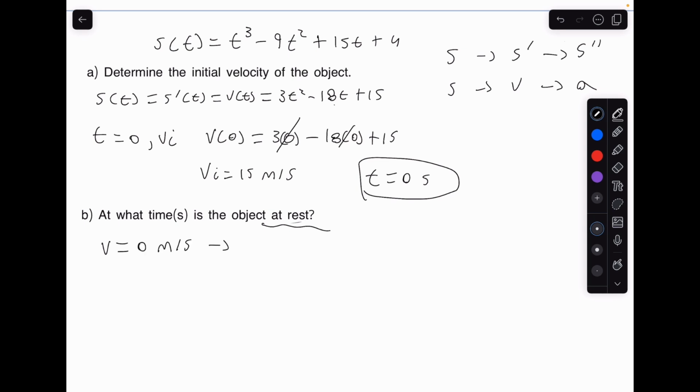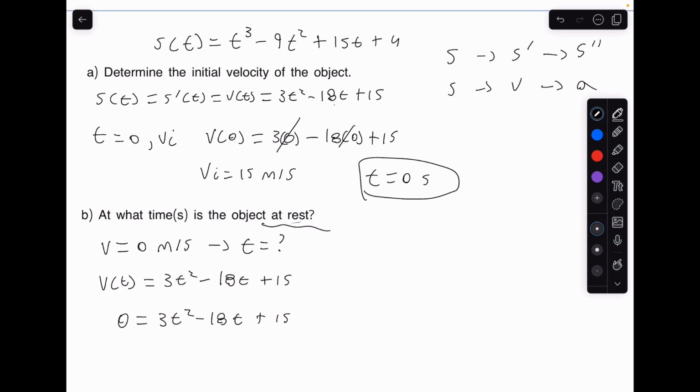And in this case, we're looking for at what time. So time is our unknown, and we're given this hint here. V is equal to 0 meters per second. So all we have to do is simply apply that to the velocity equation. So this is v of t. We want to know at what time is the object not moving. The object's not moving when v of t equals 0. So 0 is equal to 3t squared minus 18t plus 15.